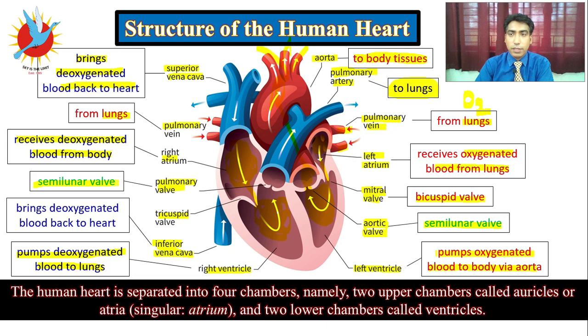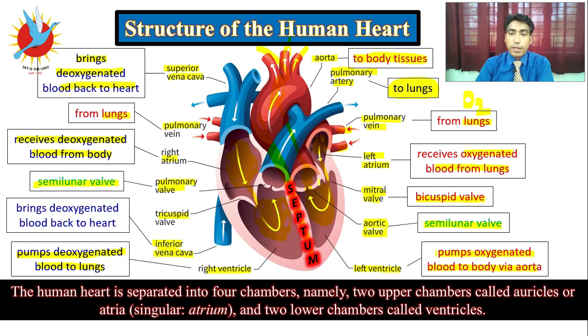So are you clear with each and every component of the human heart? Next, the right part and the left part of the heart are separated through a muscular wall known as the septum. The septum is a muscular wall present throughout the heart that separates the heart into two parts: a right part which is filled with the deoxygenated blood and a left part which is filled with the oxygenated blood.